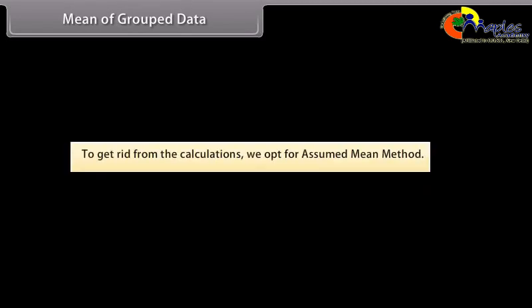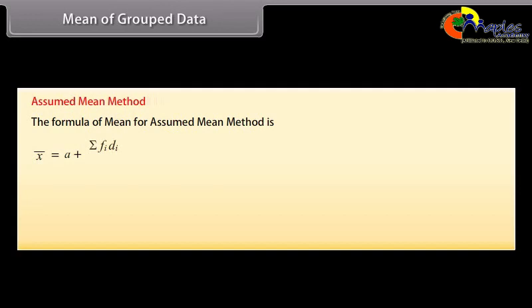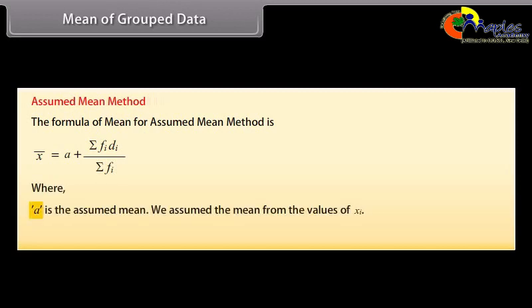Mean of grouped data. Sometimes the product of xi and fi becomes too large that this method becomes quite time-consuming. To get rid of these calculations, we opt for assumed mean method. Assumed mean method. The formula of mean for assumed mean method is x bar equals a plus summation of the product of fi and di divided by summation of fi, where a is the assumed mean. We assume the mean from the values of xi. di is equal to xi minus a.